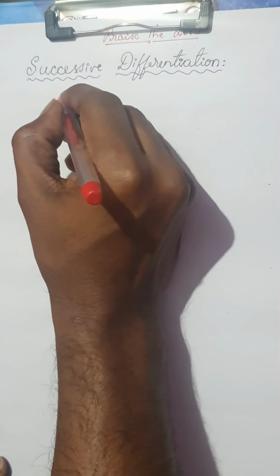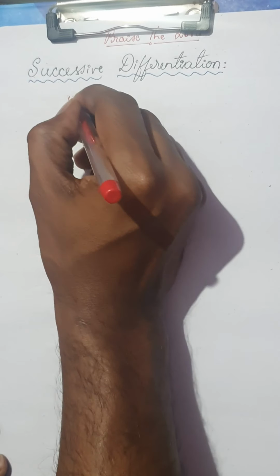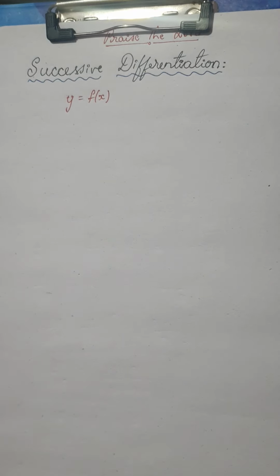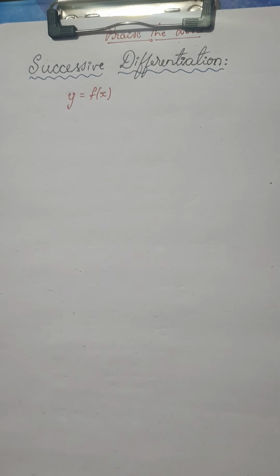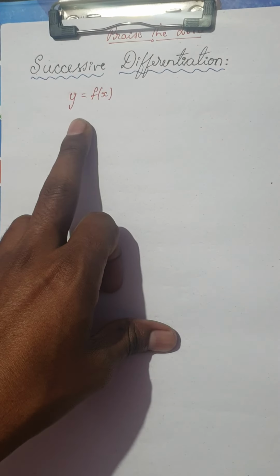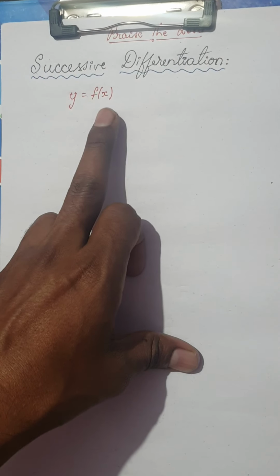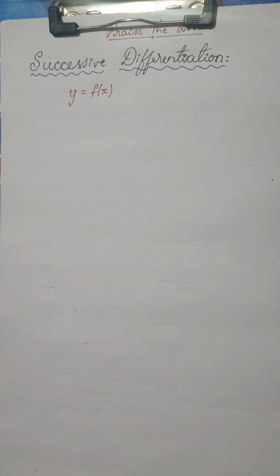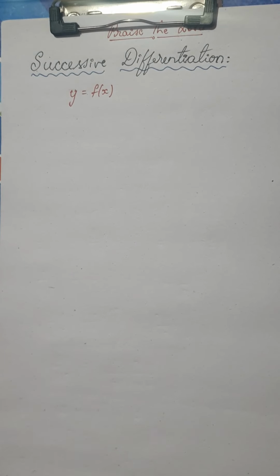Friends, if they have given you a function of the form y is equal to f of x. Consider the function y is equal to f of x. Now, in the previous classes and sessions, we have seen how to differentiate functions of different types. For example, if they have given the implicit function, or the logarithmic function or exponential function, or even parametric differentiation, logarithmic differentiation, we have seen so many concepts of differentiation. Today we are going to see the concept of successive differentiation.